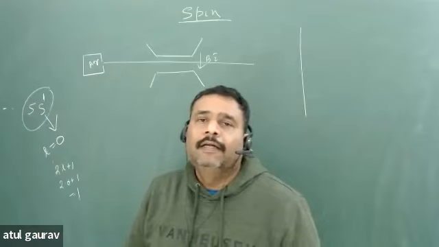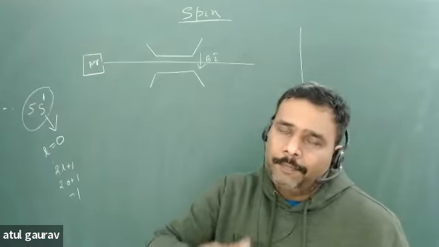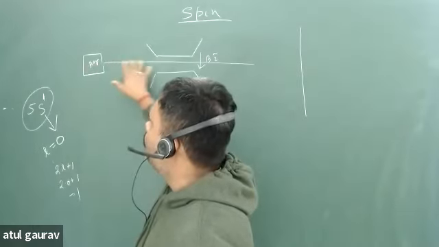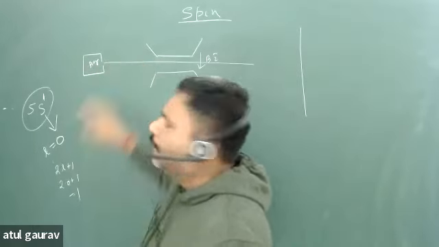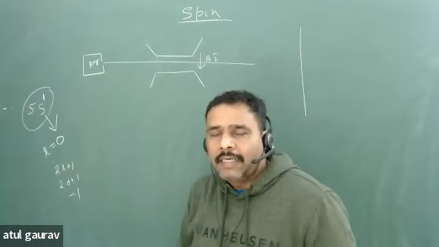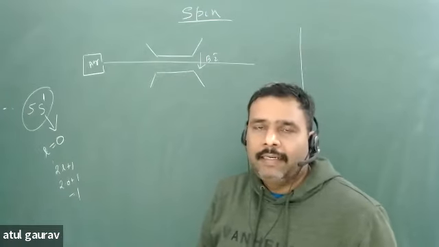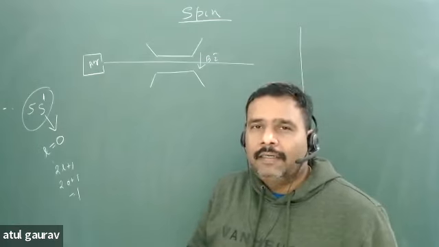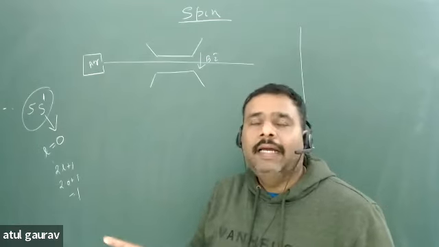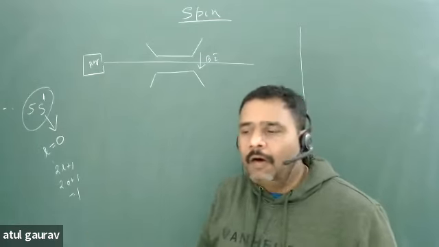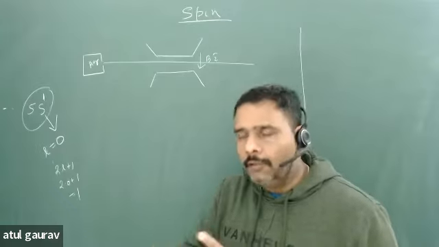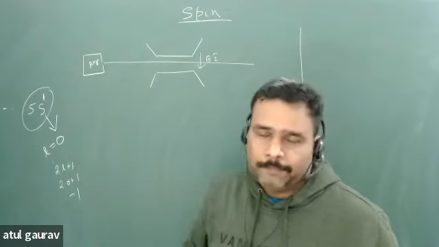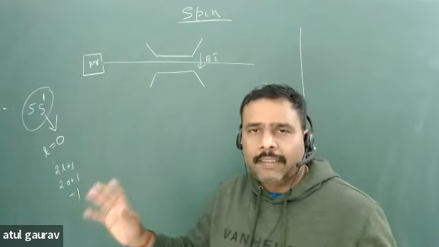Classically, we have millions of atoms there, and classically what we can assume is that your atom can have all possible orientations, your magnetic moment can have all possible orientations. So all possible orientations we can assume.